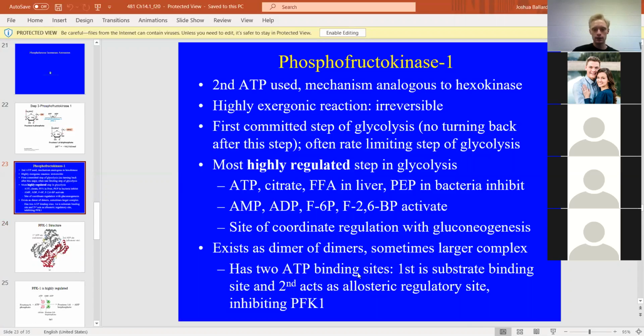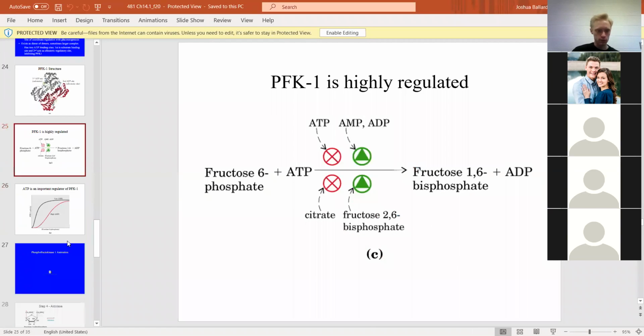It has two ATP binding sites. First is the substrate, and this one acts as the allosteric regulatory site. And this describes what's going on with that.